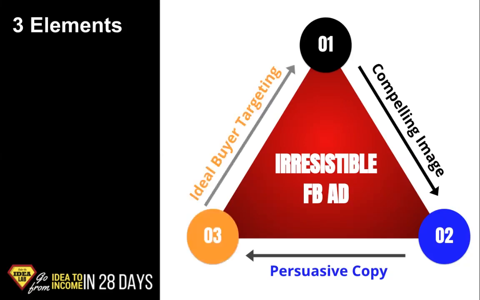The third element in an irresistible Facebook ad is you want to make sure your ad is being shown to your ideal buyer. You want to target your ad to an audience that is most likely going to purchase from you later on down the line. All right. And if you can target the right audience, it'll be easy for you to turn a cold audience into a warm audience. And then that warm audience into a hot audience, people who buy from you.